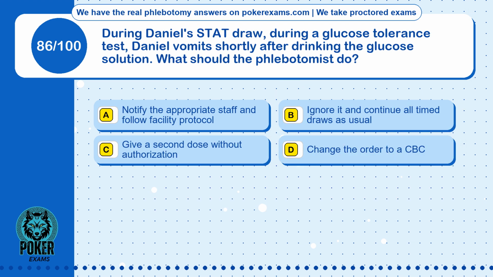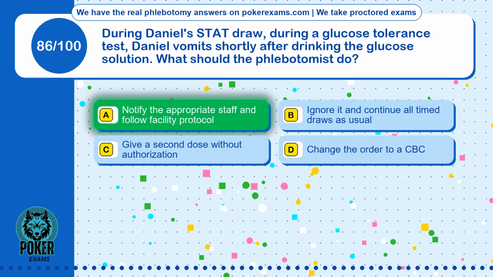Question 86. During Daniel's stat draw, during a glucose tolerance test, Daniel vomits shortly after drinking the glucose solution. What should the phlebotomist do? Option A. Notify the appropriate staff and follow facility protocol. Option B. Ignore it and continue all timed draws as usual. Option C. Give a second dose without authorization. Option D. Change the order to a CBC.